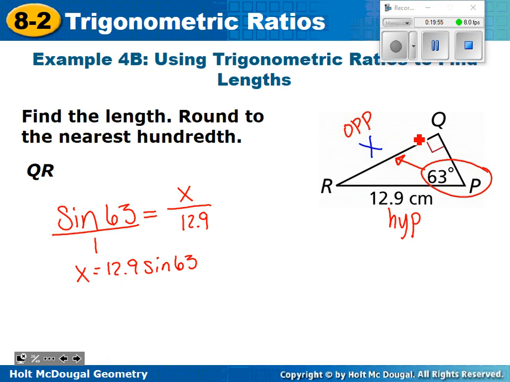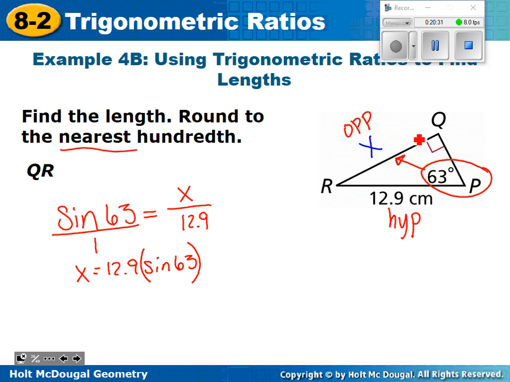Now I want to warn you again. I put my 12.9 in front of my trig function so I wouldn't make a mistake. You are not multiplying the 12.9 times the 63. You are multiplying 12.9 times this number, which is the sine of 63. That is all one number. So don't do 12.9 times 63. And if you type it in on your calculator, just to keep you from making a mistake, put the 12.9 first and then the sine of 63. That way the calculator doesn't accidentally multiply if you type it in wrong.